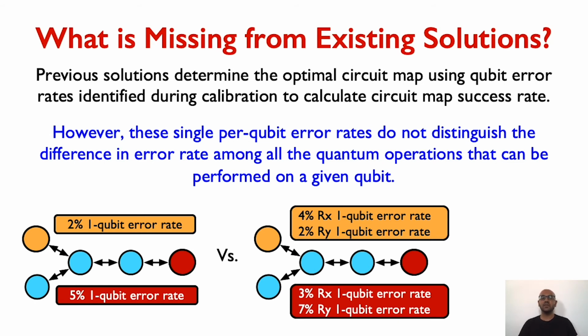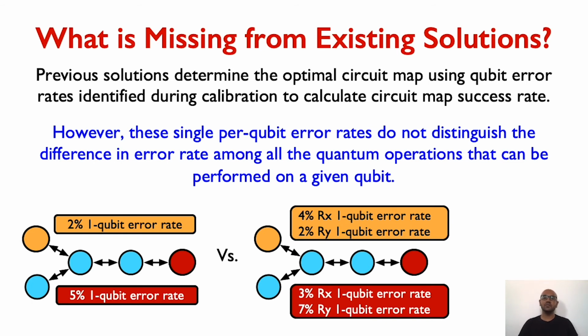But if we break it down based on the operations that are performed, then we see in the figure on the right a 4% error rate for the Rx operation, and a 2% error rate for the Ry, or the rotation about the y-axis operation. And similarly for the red qubit, there is a 3% error rate for the Rx operation and a 7% error rate for the Ry operation. So if we were choosing the two qubits for our circuit mapping, if we wanted to perform a lot of Rx operations, then we would choose the red qubit. But if we wanted to perform a lot of Ry operations, we would choose the orange qubit.